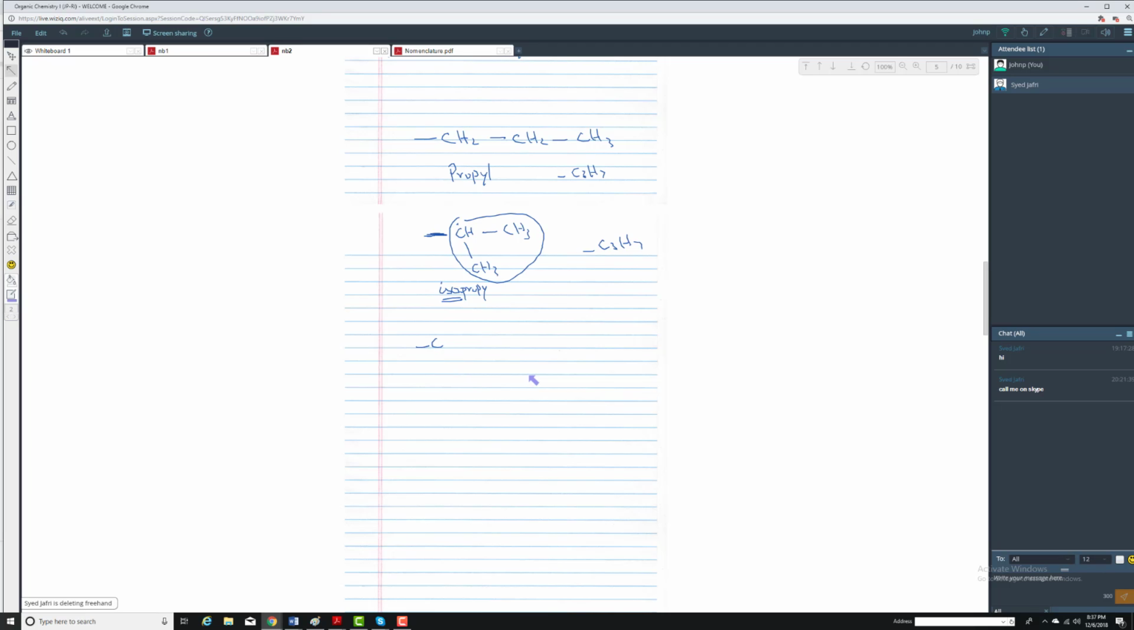What I told you, isopropyl is this one, am I right? Just the three like this. So isopropyl is always going to be that one. Now let's see what would be here for the isobutyl.